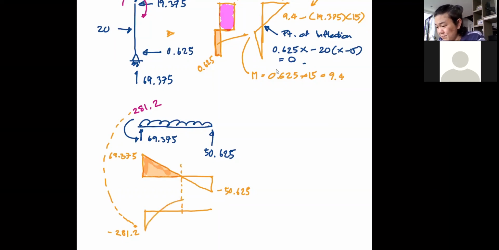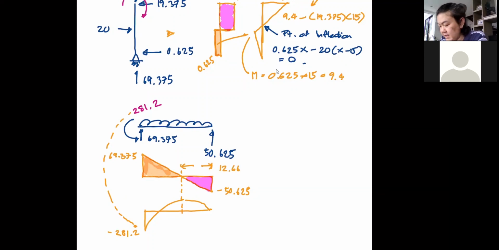And then this negative area should and must bring your positive value down to 0 again. Okay, and this distance here is 12.66. All right, is there any question?